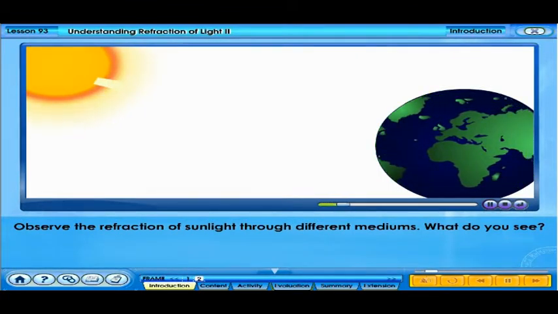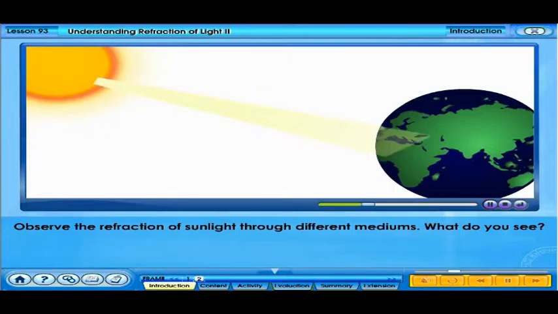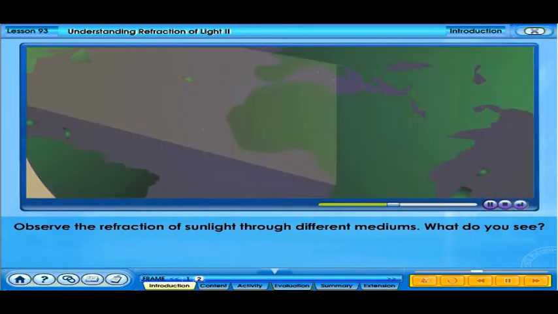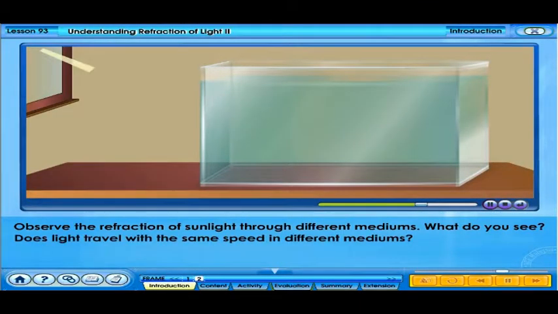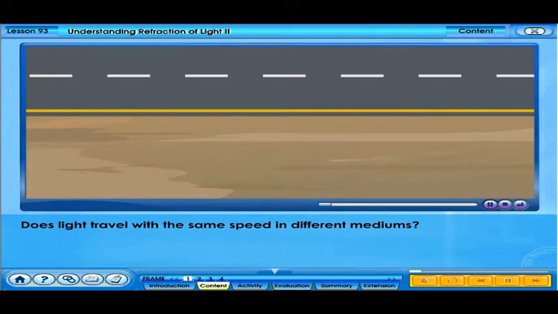Observe the refraction of sunlight through different mediums. What do you see? Does light travel with the same speed in different mediums?